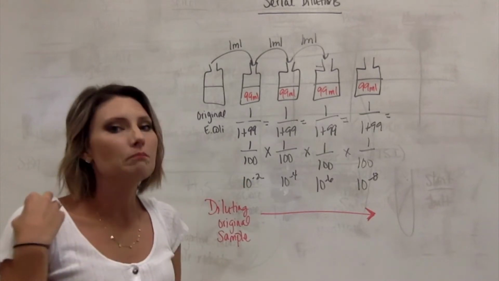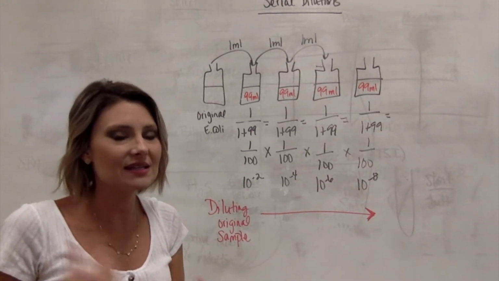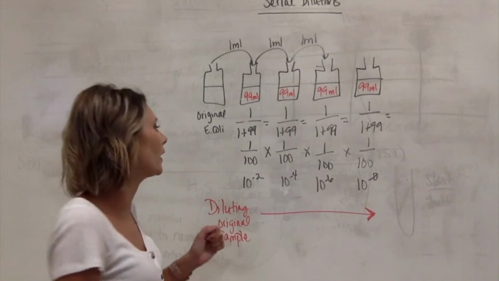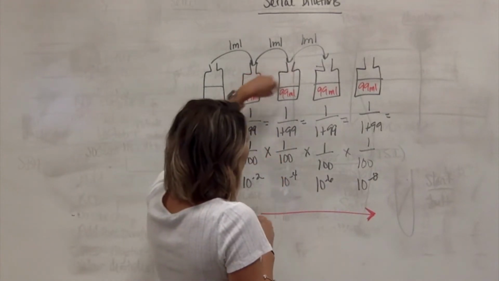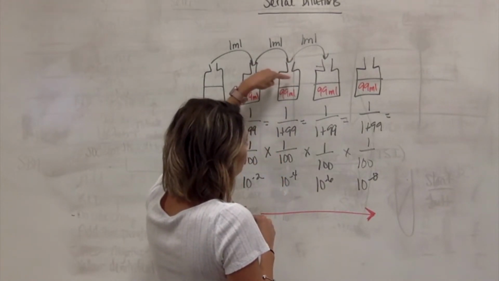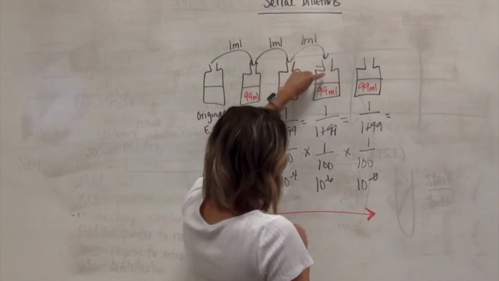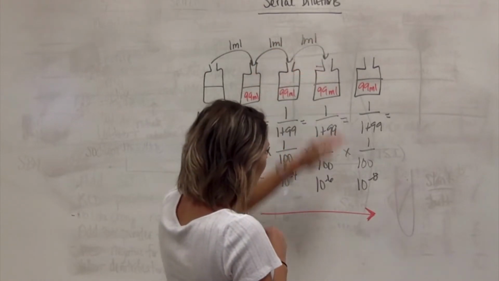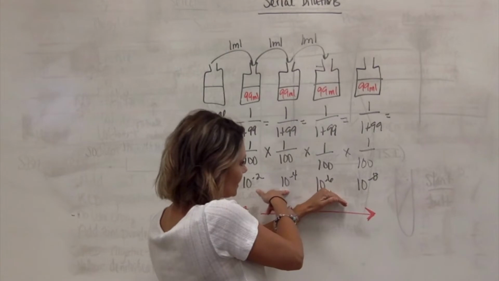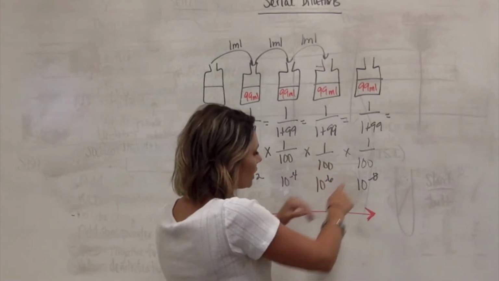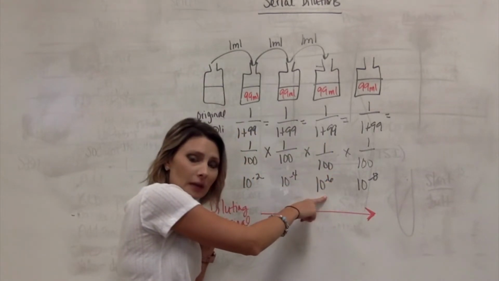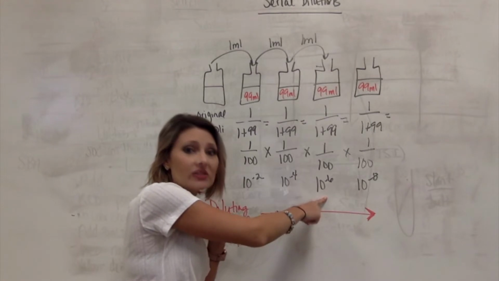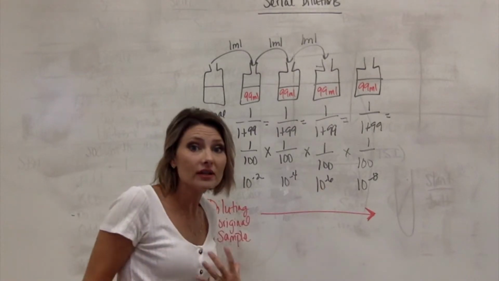Again, most of the time, depending on which sample it is, that's not going to be enough. I'm going to need to keep going. So I do the same thing again. Give my 10 to the negative 4 dilution a little shake. Take 1 ml out of it, put it into a new dilution blank. You've taken 10 to the negative 4 and now put it into a new dilution blank. So now your original sample has been diluted 10 to the negative 6, which is 1,000,000 times.